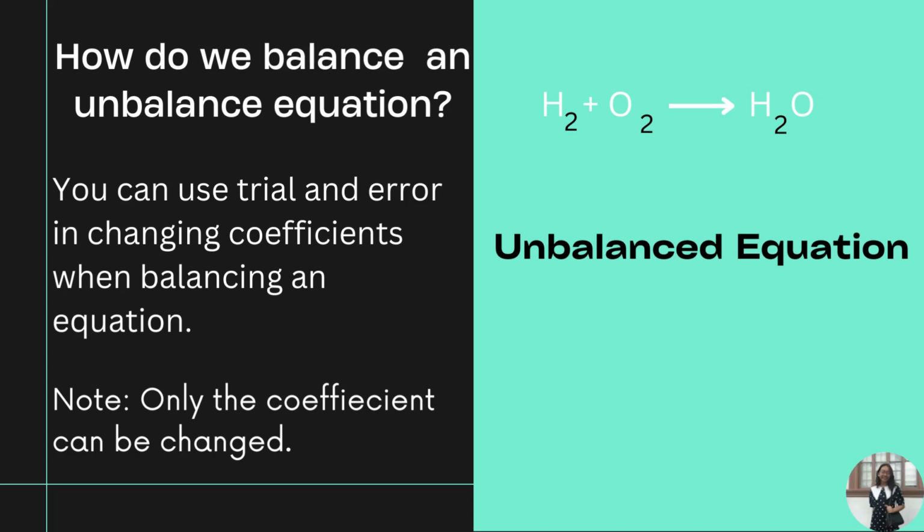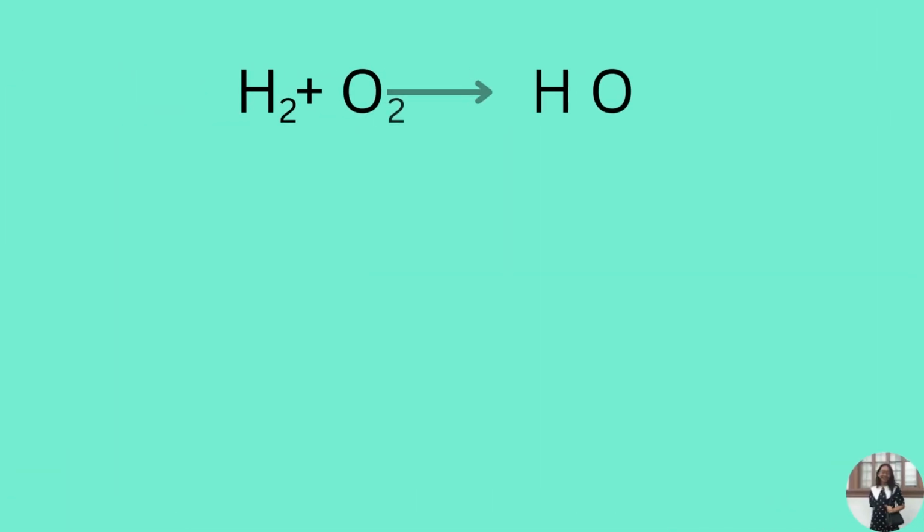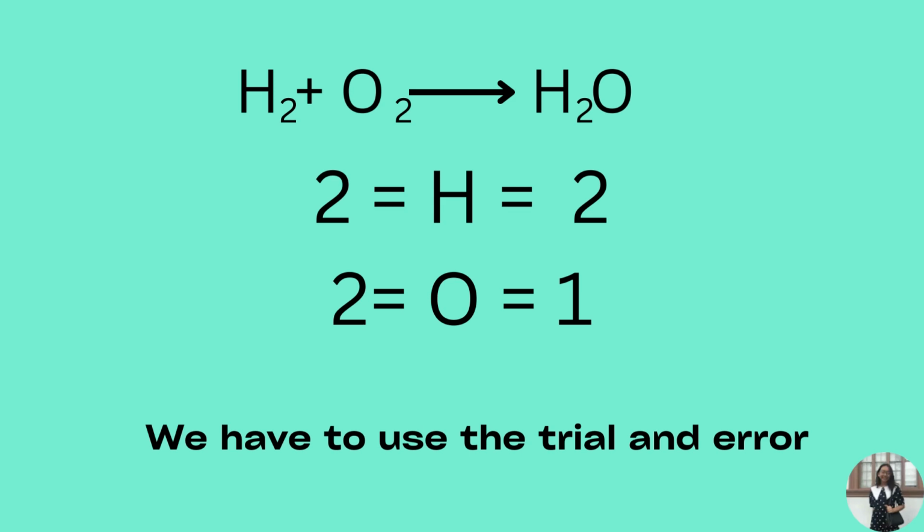So, here is an example of an unbalanced equation: H2 + O2 yields H2O. I will show you how to do the trial and error and the process of it. So, first, we have to list down the elements we have in the equation. H2 + O2 yields H2O.